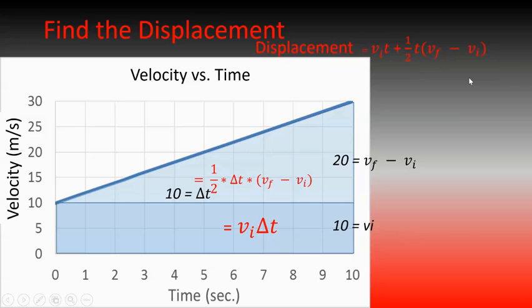Now, is that equation useful to us? The answer is yes. Because now if we know how fast something is when it started, we know how long it took, and we know the final velocity, then we can actually put numbers in and we can find the displacement.